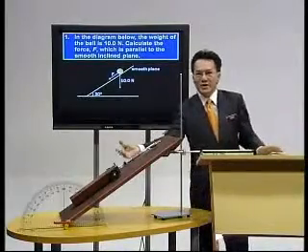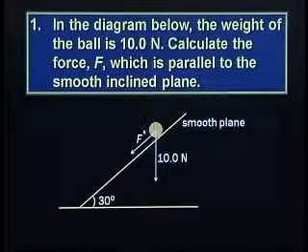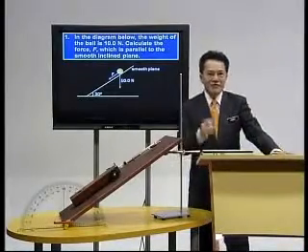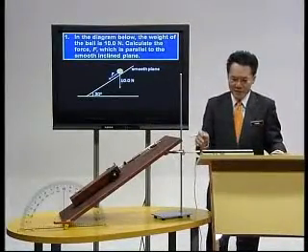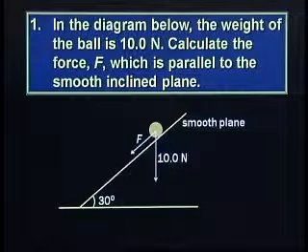Alright, this is a situation where you see in front of you. Of course, I have drawn it slightly different for the purpose of making it easier for us to do calculations in a while. You are given a problem like this to solve. In the diagram below, the weight of the ball is 10 newtons. Calculate the force F which is parallel to the smooth inclined plane.